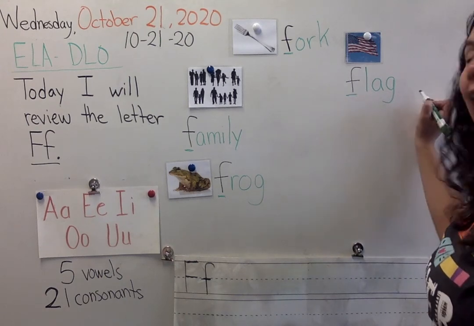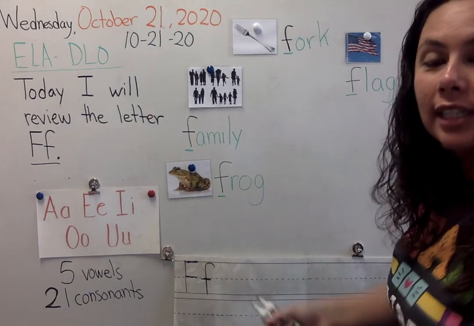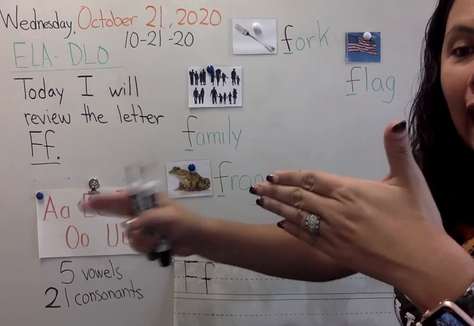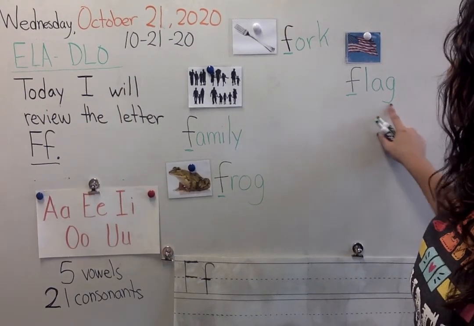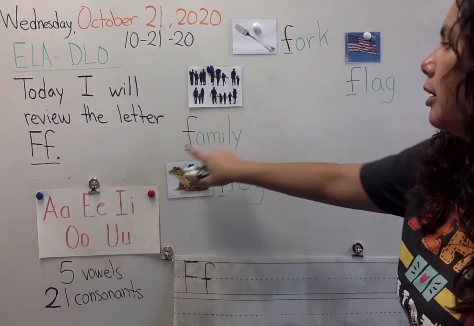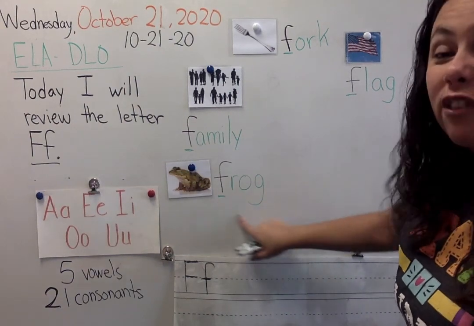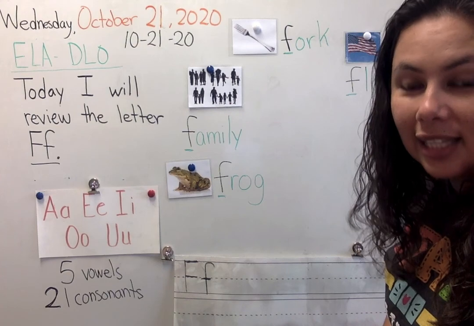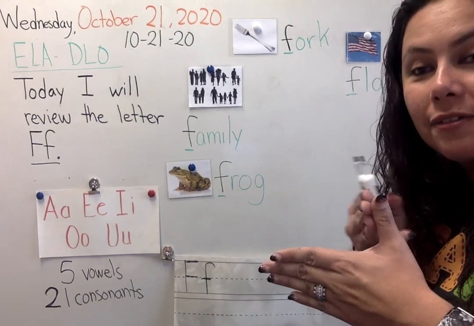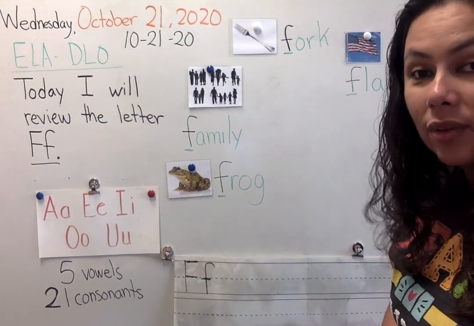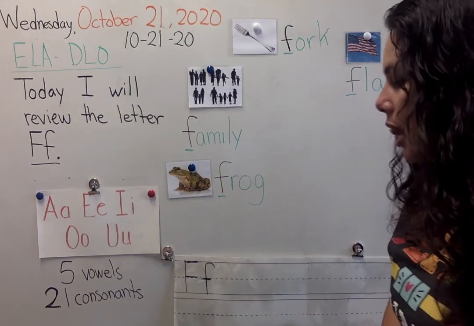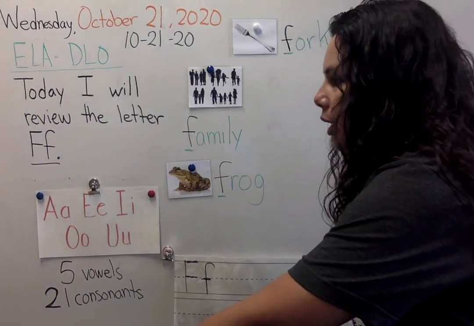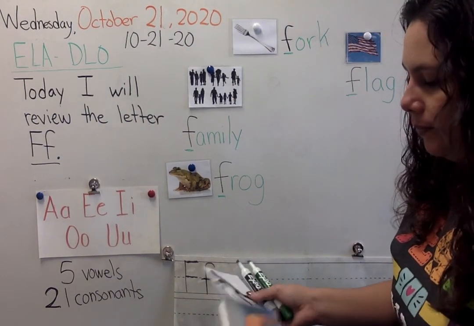Flag, flag. So first I try to say that first sound. Flag, flag, flag, fork, family, frog. They all begin with the same onset sound, which is the very first sound that comes out of your mouth. Okay, guys? Let's do one more, and then I gotta find, oh, I see it.